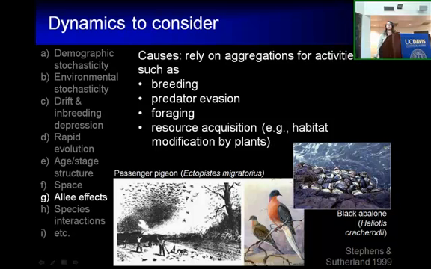In general, species that rely on aggregations for all sorts of activities, predator evasion, foraging, resource acquisition, say plants needing higher densities to be able to trap nutrients and water with their roots, all of those can drive Allee effects, and so any sort of aggregation requirement would mean a species where you would want to incorporate that into your model.